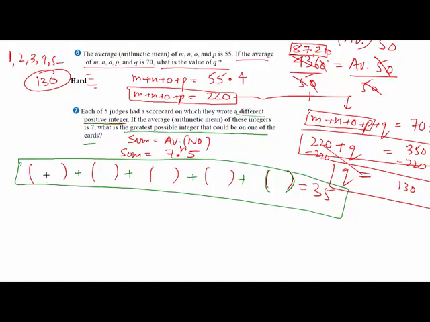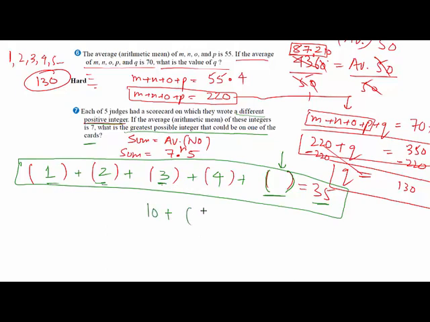Starting from the lowest, we're having 1 as the lowest positive integer, but we can't take 1 again because 1 is already there. So we have to take different positive integers. So the least value after 1 will be 2, and then the least value after 2 will be 3, and then the least value after 3 will be 4. So 1 plus 2 plus 3 plus 4 plus something is equal to 35. So this something will be the greatest possible value because we are taking the least possible values for the other 4 scores. So 1 plus 2 is 3, 3 plus 3 is 6, 6 plus 4 is 10.